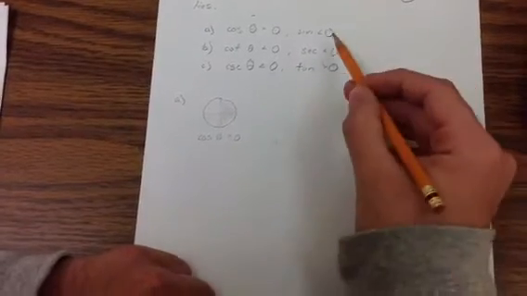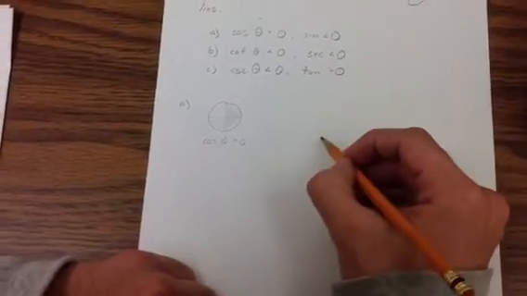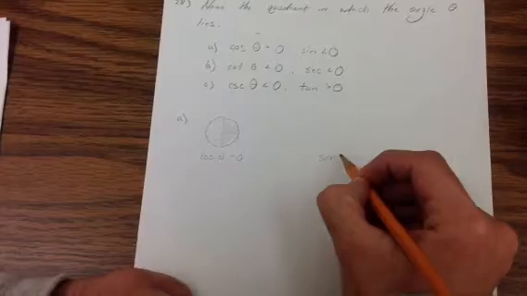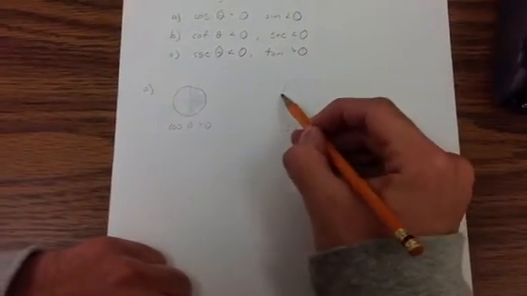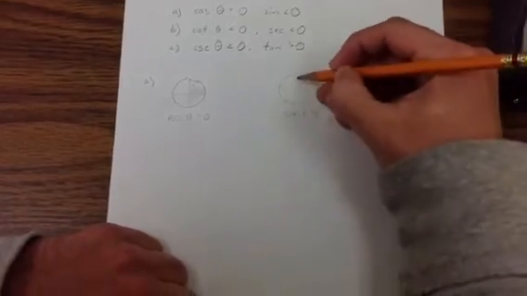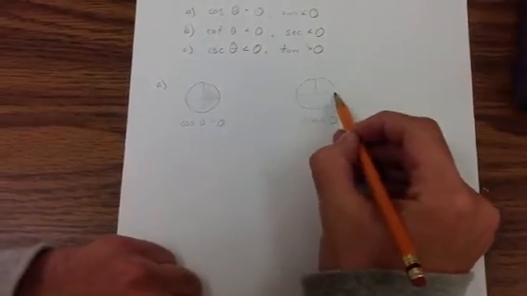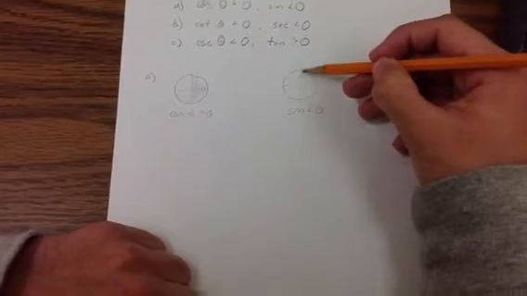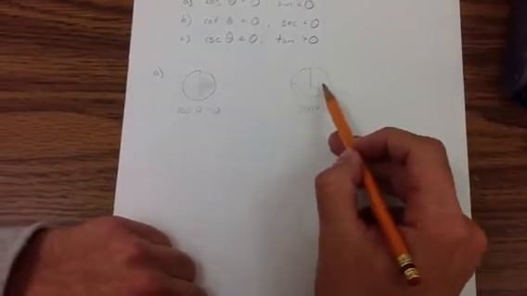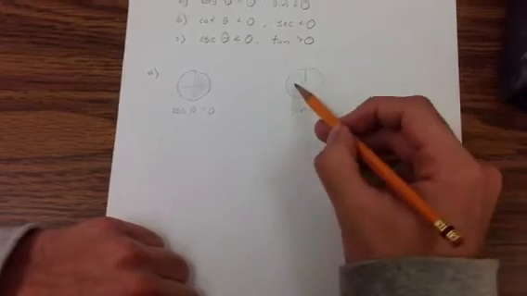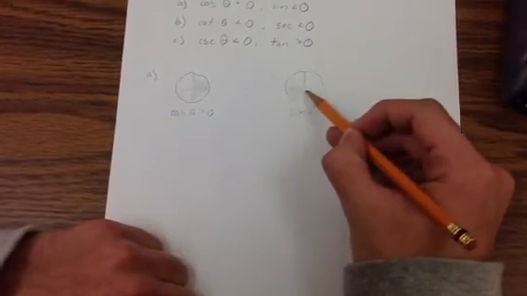Now we also have sine is less than 0. So that simply means that it's going to be negative. So you draw the graph here, intersect it. And sine is on the vertical axis, so everything below the horizontal is going to be negative. So you simply shade that in.